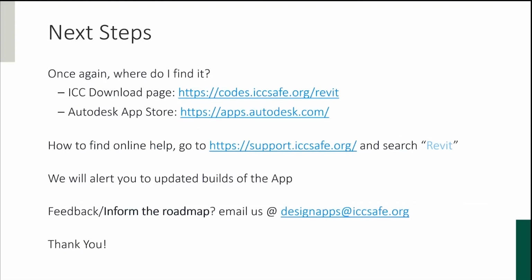So in terms of next steps, I'll leave this up on the screen. Again, the app today is free. You can go get it. You can install it. It works on 3 versions of Revit today. You can either choose the ICC download page, or you can go to the Autodesk App Store. You can go to the iccsafe.org site under support. If you search for Revit, we've got a help system there. You can actually get that inside of the app as well.